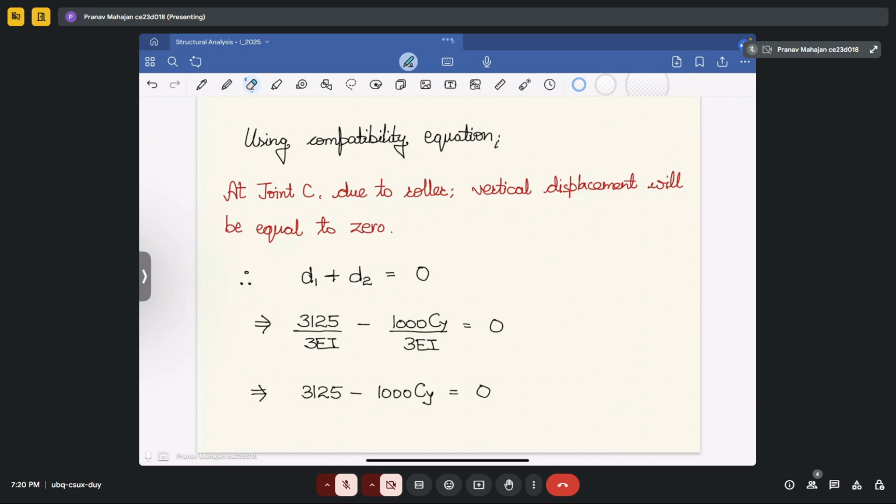So today's session we will wrap up. If you have any doubt, you can ask, or then we will wrap up. And from next week, we will see some problems using the method of consistent deformations. Okay, so does anyone have any doubt?